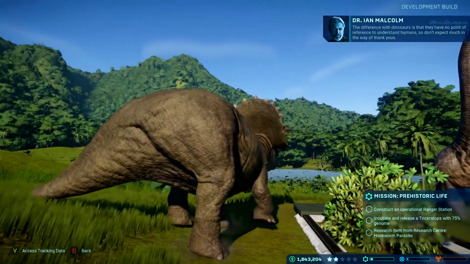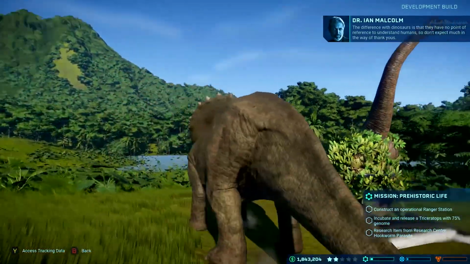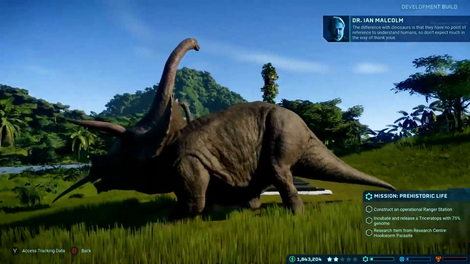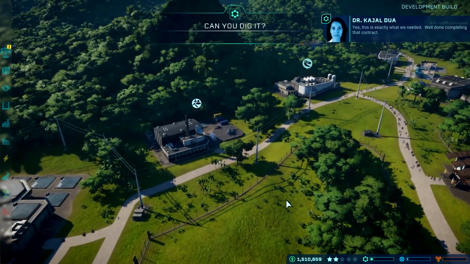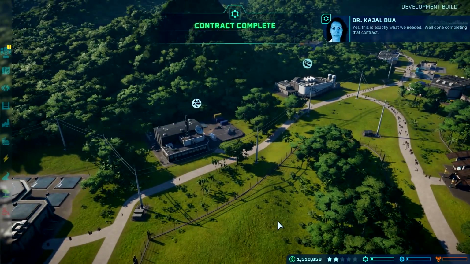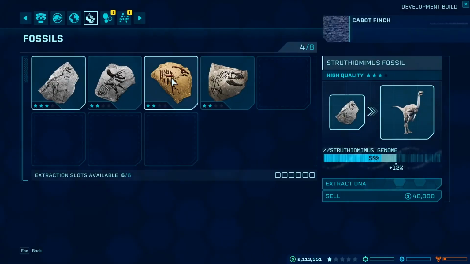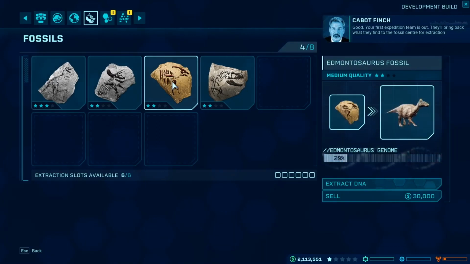In other words, dinosaur welfare. The difference with dinosaurs is that they have no point of reference to understand humans, so don't expect much in the way of thank yous. Yes, this is exactly what we needed. Well done completing that contract. Good! Your first expedition team is out. They'll bring back what they find to the Fossil Center for extraction.